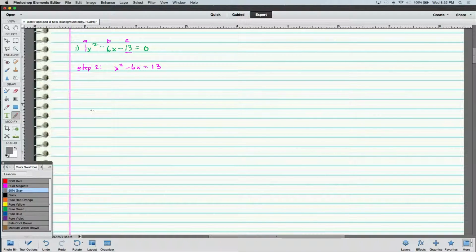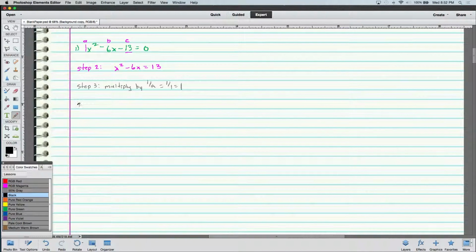Step number 3, multiply both sides by 1 over a. Well, a is just 1, which is the same thing as 1 over 1, which is just 1. So we're multiplying the whole thing by 1, so nothing changes in the actual equation.